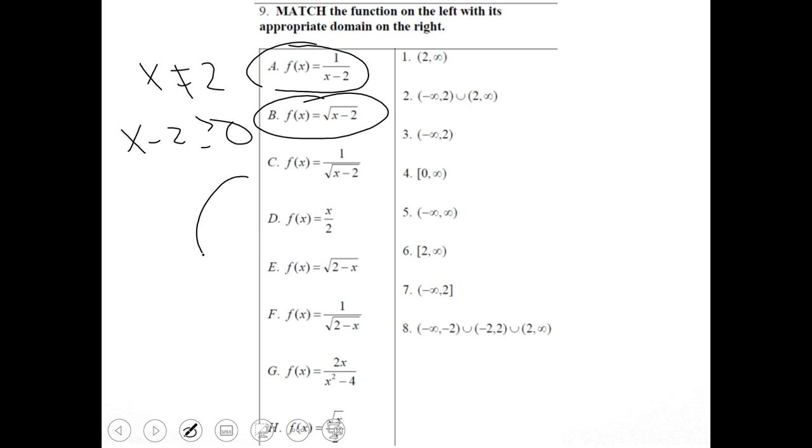And then, of course, as the problems get more and more complicated, as you add in denominators, as you put radicals in denominators, you, of course, have to take these 2 main rules and kind of combine them together. So I think 9 is a really nice review activity in terms of domain.